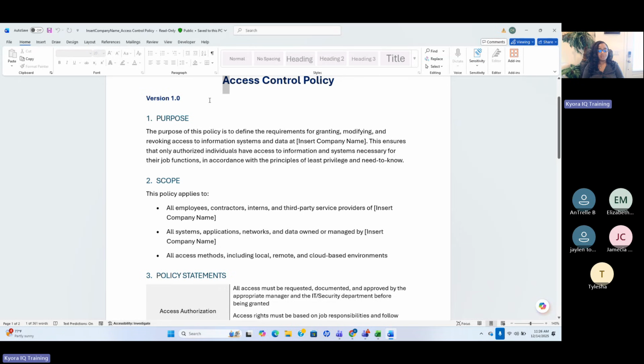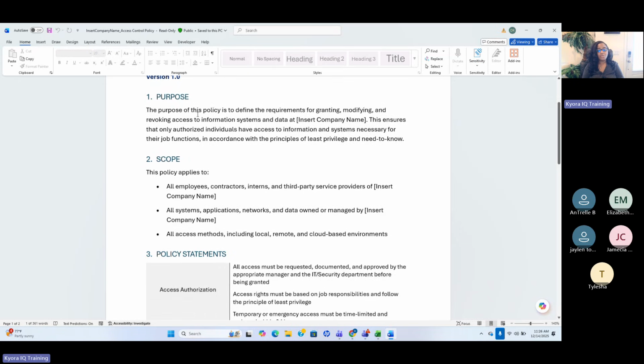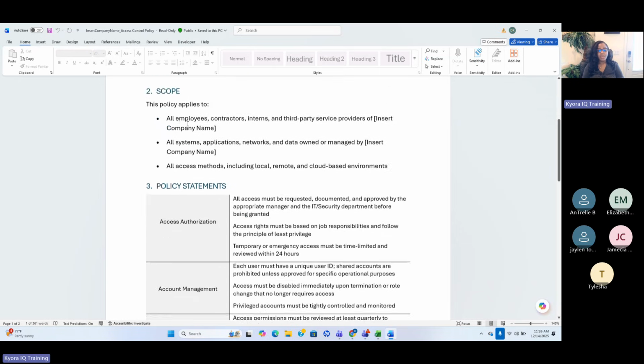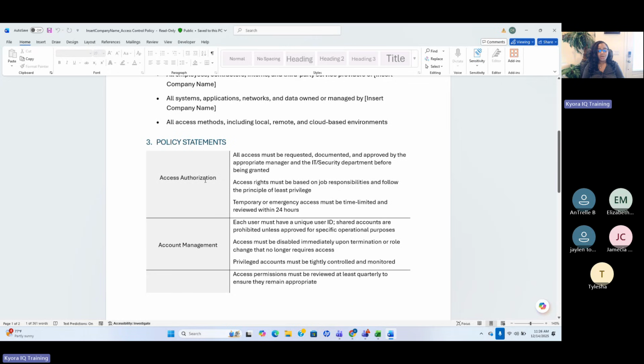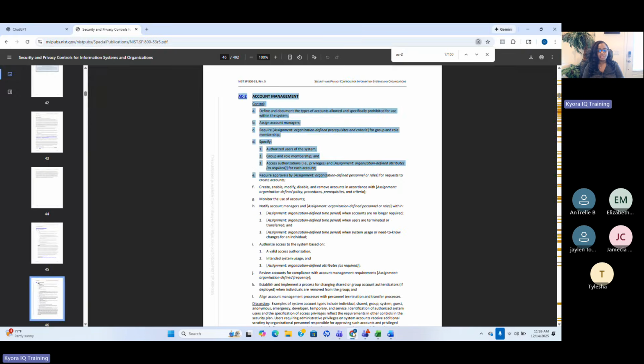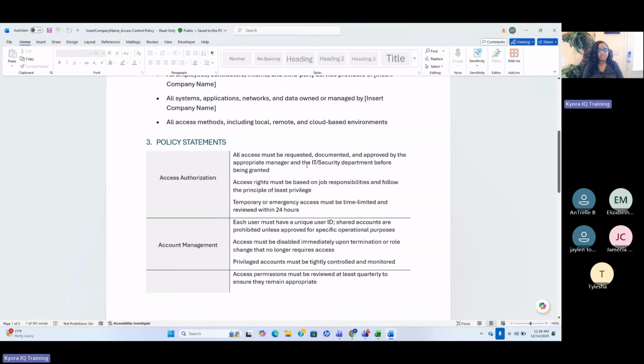So this is a basic policy. A policy should always have its purpose, its scope, and its policy statements. So access authorization, which is one of the things we just covered in AC-2 and account management, says that all access must be requested, documented, and approved by the appropriate manager in the IT security department before being granted. Access rights must be based on job responsibilities and follow the principle of least privilege. Temporary emergency access must be limited and reviewed within 24 hours.